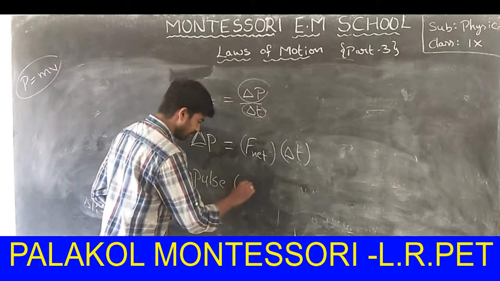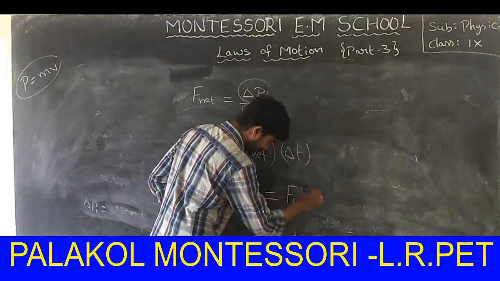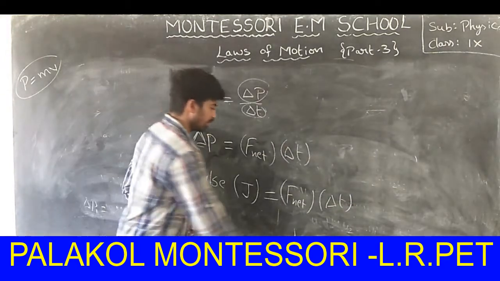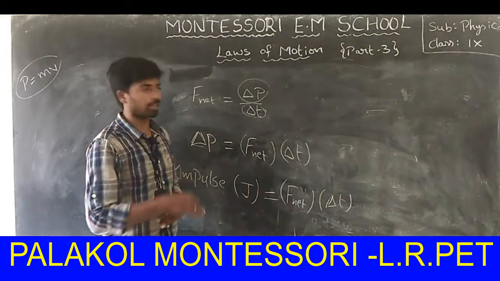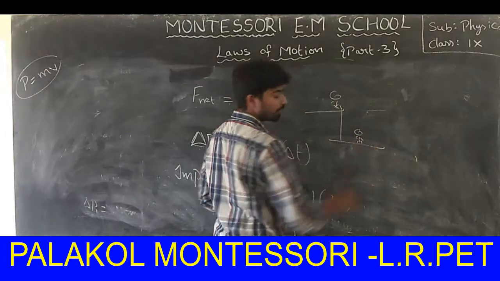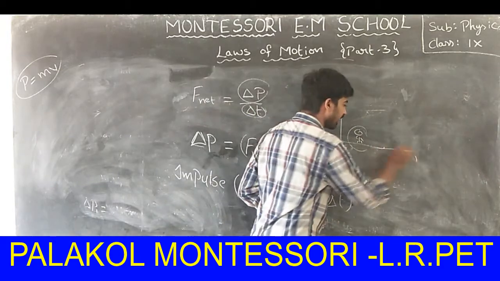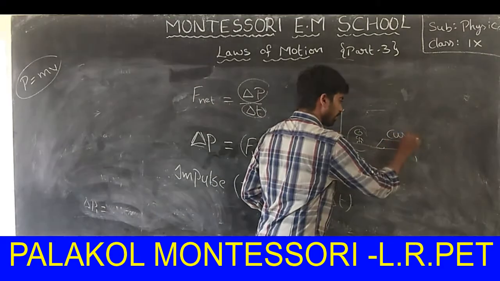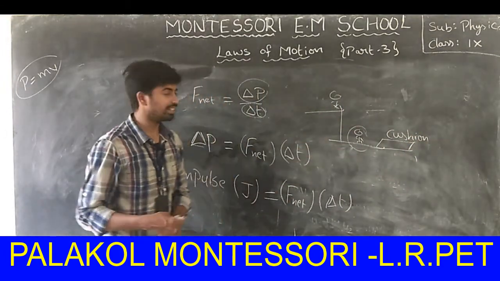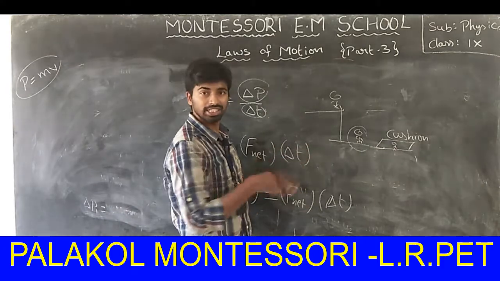Impulse is denoted with capital J. It is nothing but the change in momentum, F net into delta T. For example, when you jump on a concrete floor from a certain height, it will hurt you a lot. Here a greater force is applied. Suppose you jump on a soft cushion, what will happen? It will not impact you a lot. When you jump on sand, it will not impact you a lot.